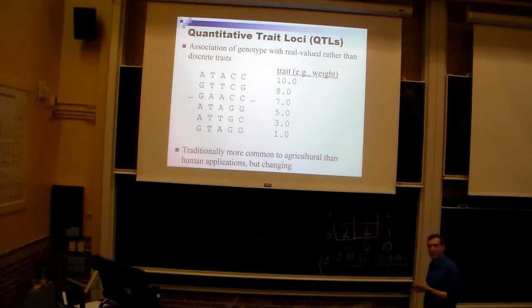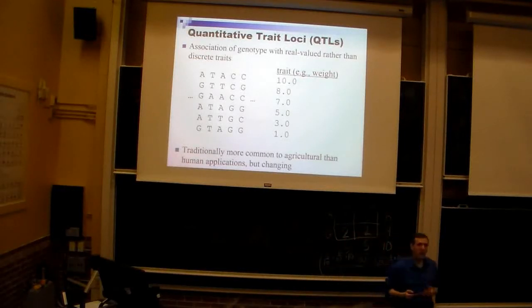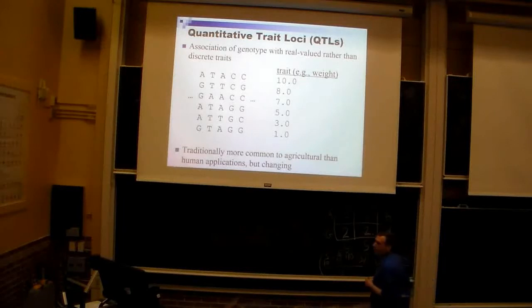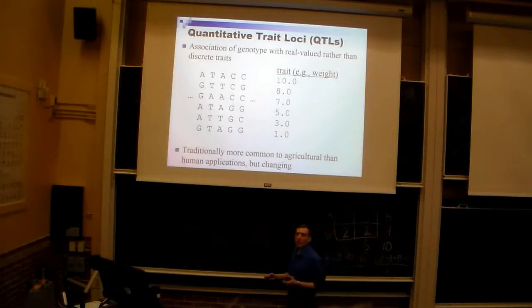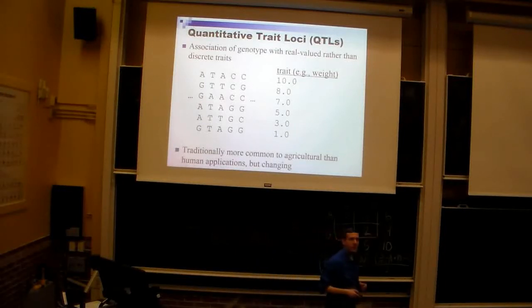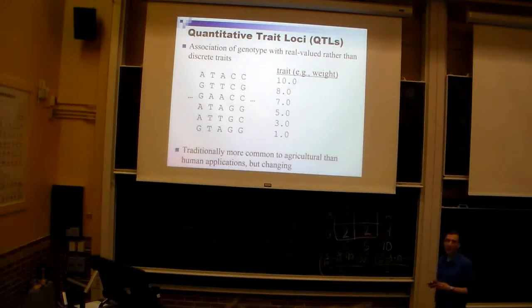And very often this is something that's used more in agricultural contexts, at least traditionally, than in human medicine or human research contexts, although that's changed in recent years. It has some important uses in human medicine. But let's just say that we're looking at the canonical case of an agricultural application. So maybe we are farmers, we are trying to grow corn, and we're interested in the weight of yield of corn plants based on genetic variations.